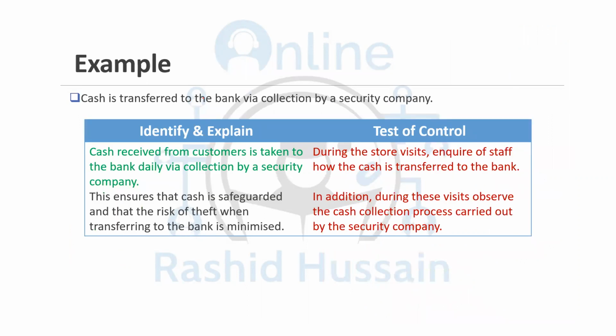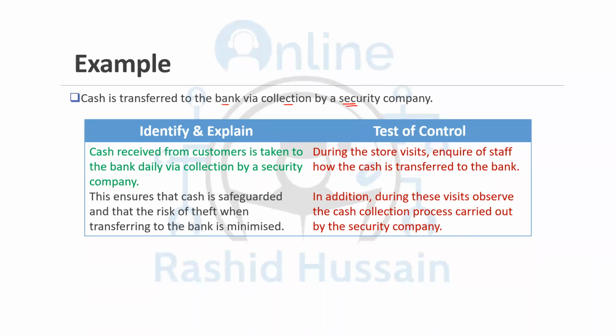So cash is transferred to the bank via collection by a security company. I gave you this example when we were dealing with the first lecture of the internal controls. For example, if the company is dealing in cash, and the cash is not deposited to the bank on a daily basis, they are keeping the cash within their offices. So there is a risk that cash may be stolen. There is a high risk of theft or robbery there.